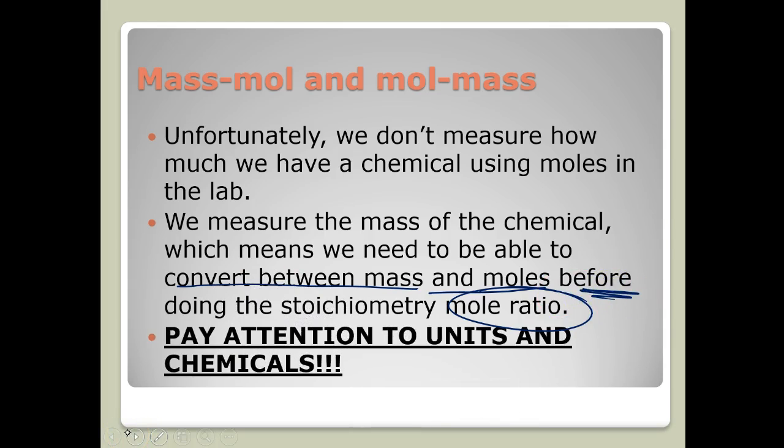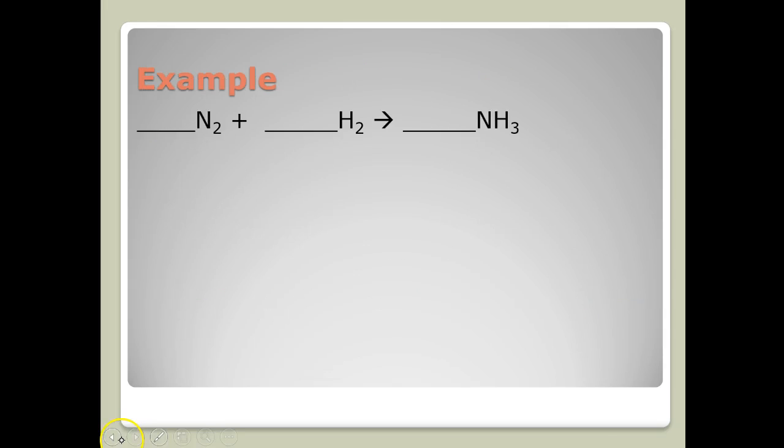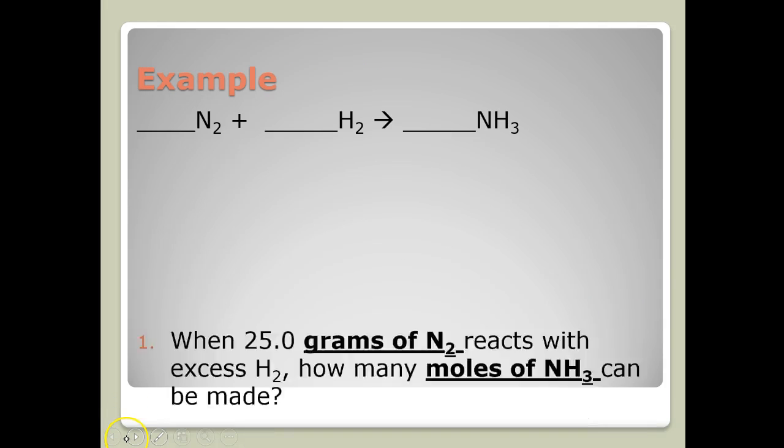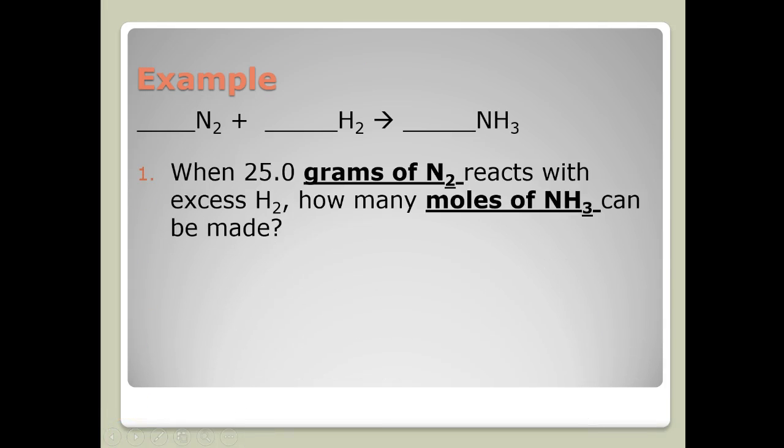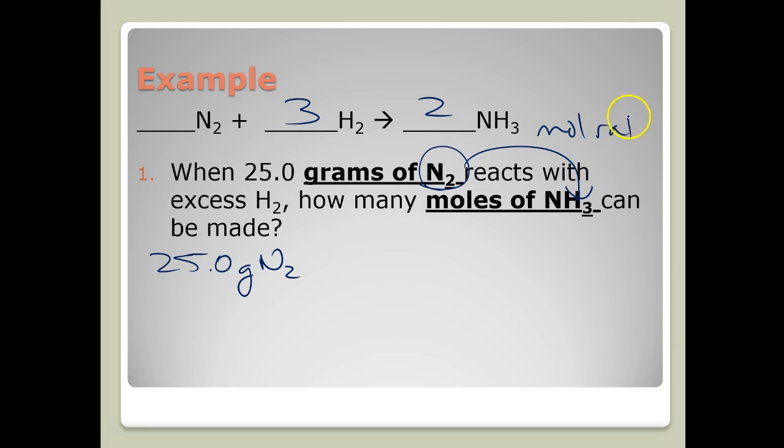So you want to just pay attention to the units and the chemicals when you're doing this. So here's a balanced chemical equation. Sorry, not balanced. Needs to be balanced. Put a 2 here and a 3 there. So I'm going to pay really close attention to what I'm starting with. I'm starting with 25 grams of N2. In order to use my mole ratio to change from N2 into NH3, this has to be moles first.